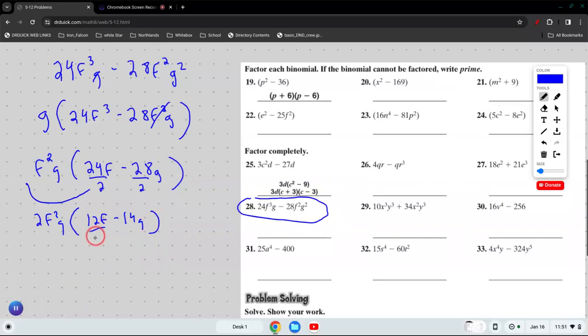I can factor another 2. Divide by 2, divide by 2. That means this comes up and multiplies. Your answer is going to be 4f squared g times 6f minus 7g. Hopefully this helps a lot and it makes more sense after going through it.